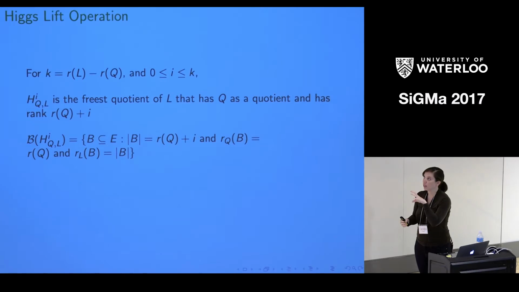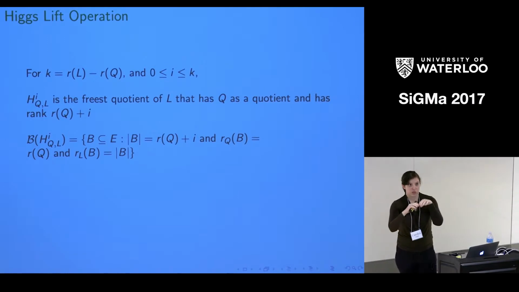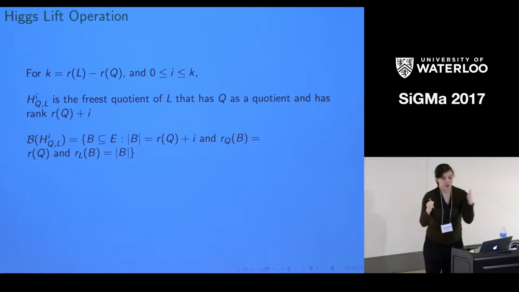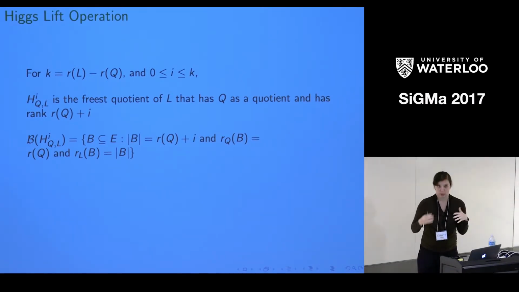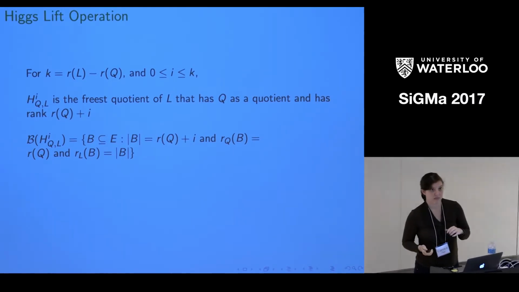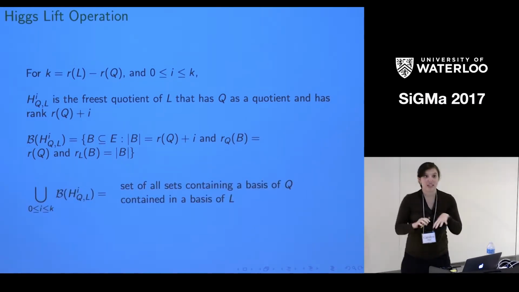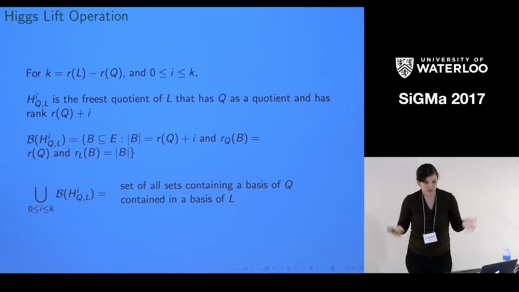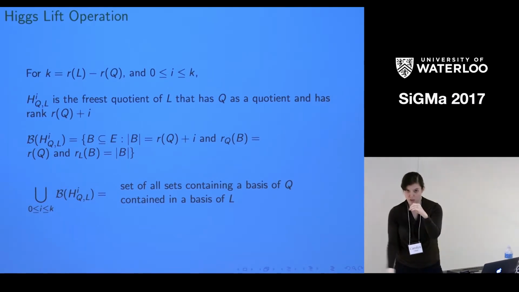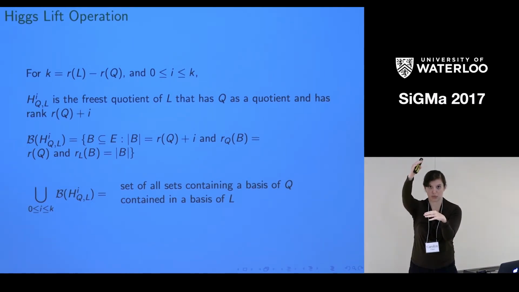If I look at just the bases of one of those intermediate guys, I get all the sets that have the right size. It's got the rank of Q plus I, that's its size. In Q it has to be spanning, so it has to contain a basis, and it has to be independent in L. That gives me all the bases of one of those intermediate guys. When I take the union of all those sets of bases, I get the set of all sets that contain a basis in the bottom guy, Q, and are contained in some basis of L.